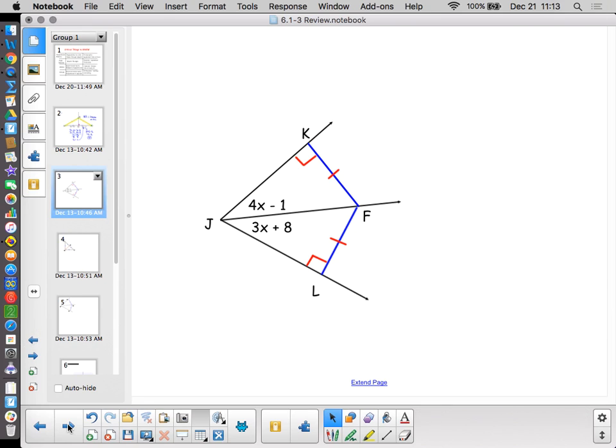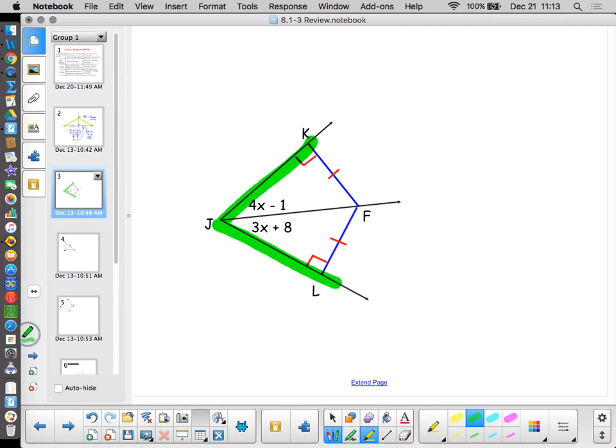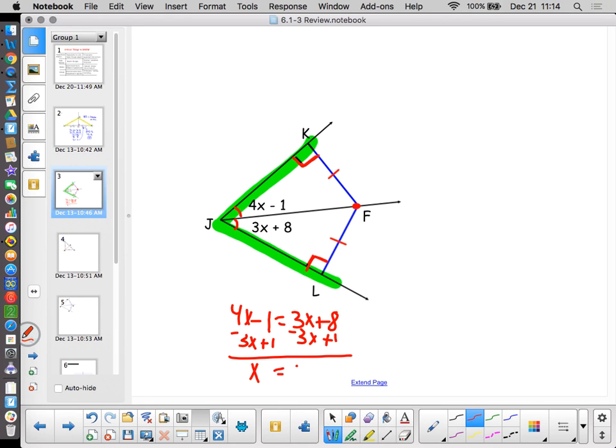Here the problem asks us to find, and again this is important, asks us to find angle KJL, that whole angle. Now again we have to identify what's going on in this picture. Obviously the point F here is equally distant from JK and JL, because it's a right angle distance. So that means F is on the angle bisector, which means that these two angles must be congruent. So again, 4x minus 1 equals 3x plus 8. Subtracting the 3x, adding the 1 to both sides, I get x equals 9.